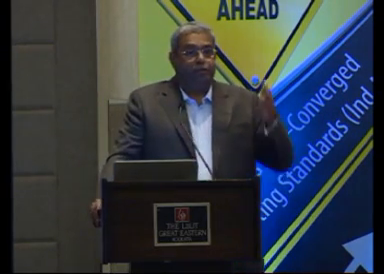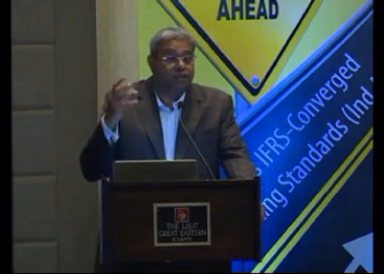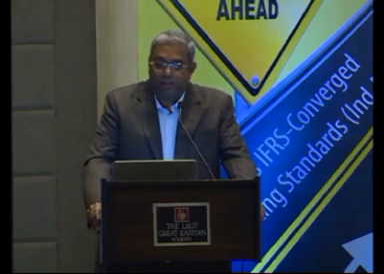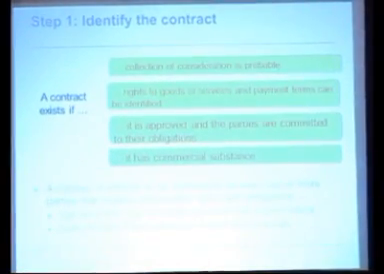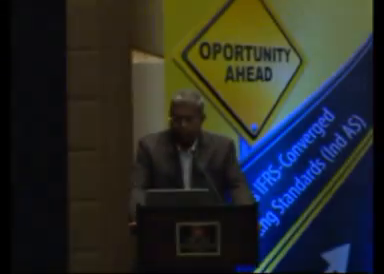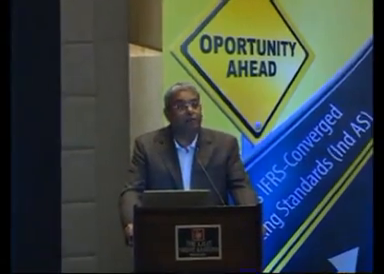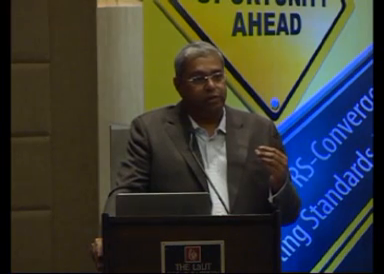What was the first step? The first step was to identify the contract. Now, what is a customer contract? A contract exists if collection of consideration is probable. A contract exists if the right to goods or services and payment terms can be identified. A contract exists if it is approved and the parties are committed to their obligations. A contract exists if it has commercial substance. Now, each of these four criteria is important for a contract to exist.